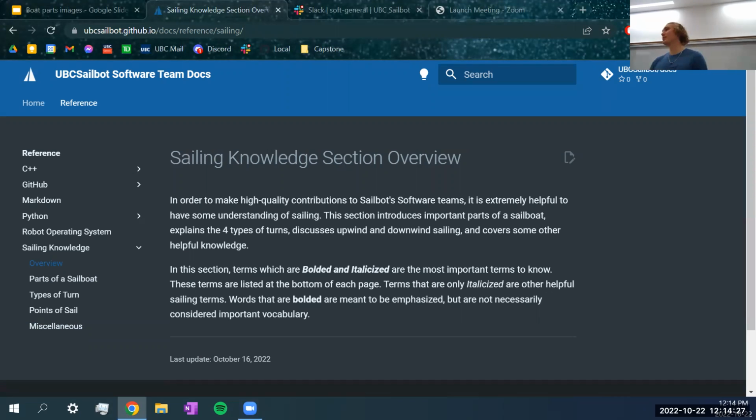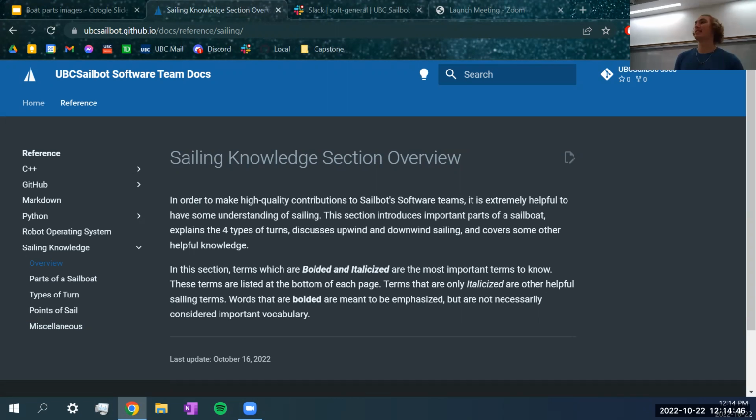All right, so yeah, today another little tutorial, kind of like Devin ran last week. I've made the sailing knowledge section on our documentation page, and I'll just be giving a quick tour of what's there and talking about some useful sailing knowledge.